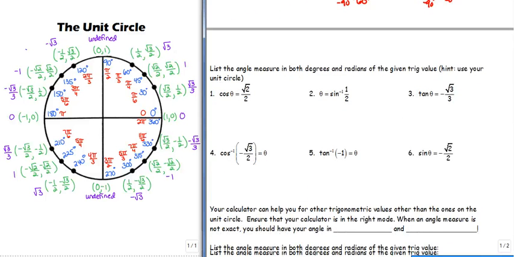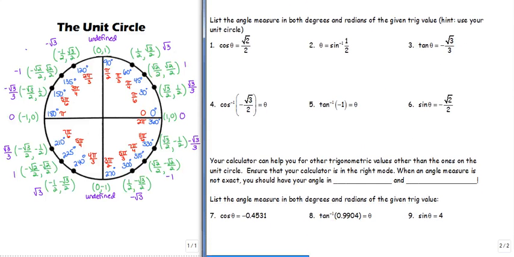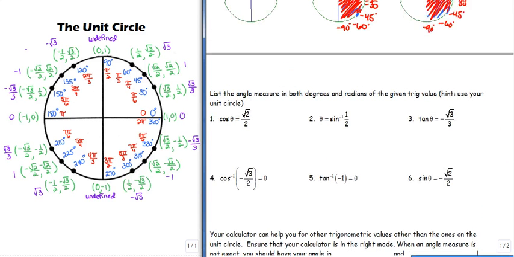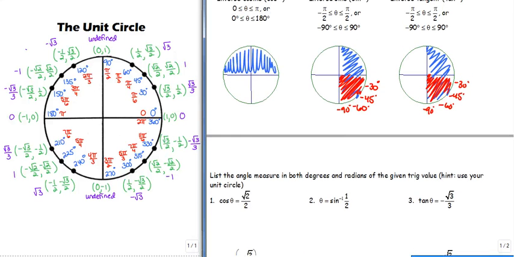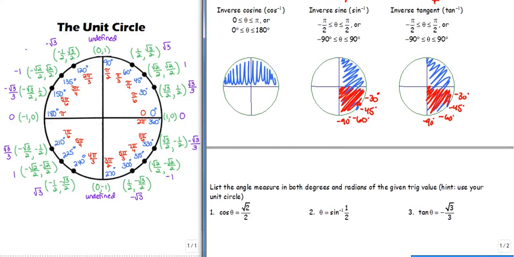So let's go ahead and turn over to the back page. List the angle measures in both degrees and in radians of the given trig value. Hint, use your unit circle. So we want a cosine of root 2 over 2. So I'm just going to try to scroll up just a little bit so you can see from the last page. When we are dealing with cosine, we are only going to take an angle measure from these two quadrants.